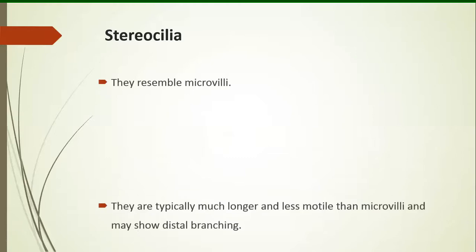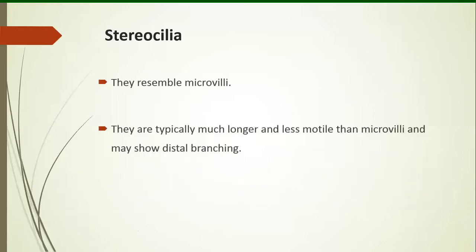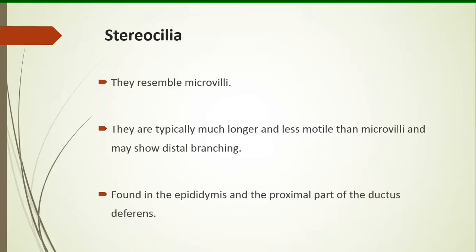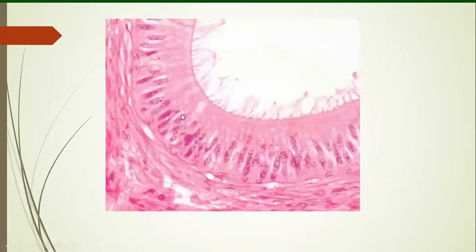The stereocilia resemble microvilli, and they are typically much longer and less motile than microvilli and may show distal branching. They are found in the epididymis and the proximal part of the ductus deferens. Sometimes they are called immotile microvilli. They are longer than microvilli, and they show branching in the distal part of them.